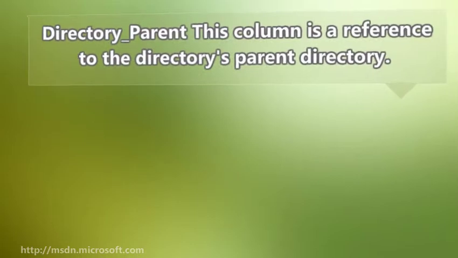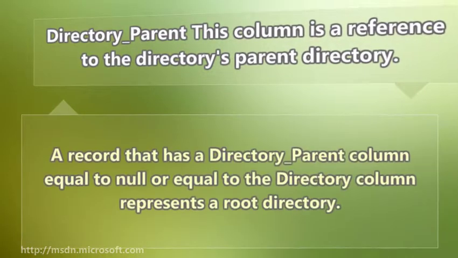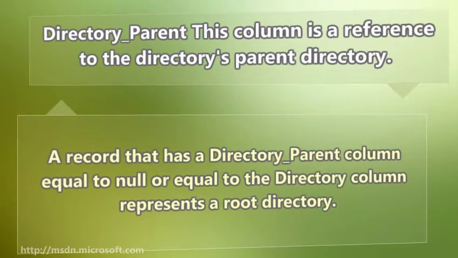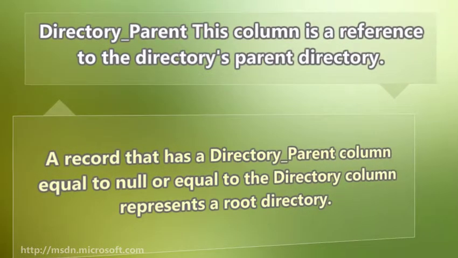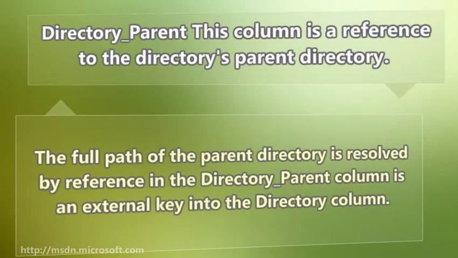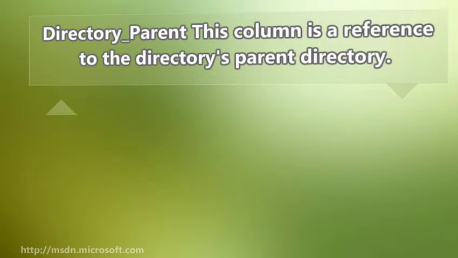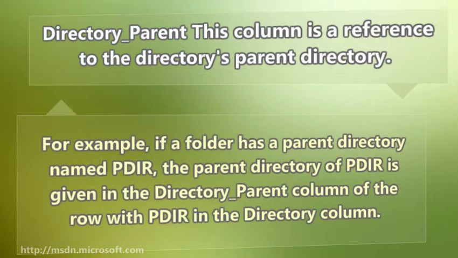Directory parent. This column is a reference to the directory's parent directory. A record that has a directory parent column equal to null or equal to the directory column represents a root directory. The full path of the parent directory is resolved by reference, since the directory parent column is an external key into the directory column. For example, if a folder has a parent directory named PDIR, the parent directory of PDIR is given in the directory parent column of the row with PDIR in the directory column.